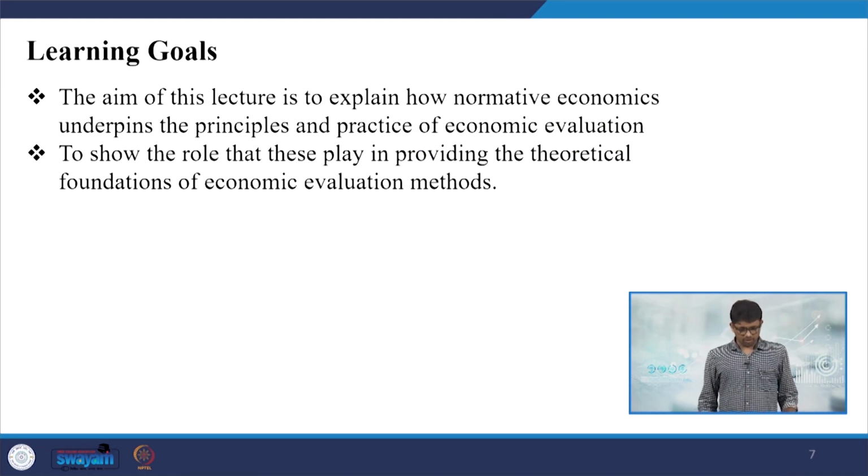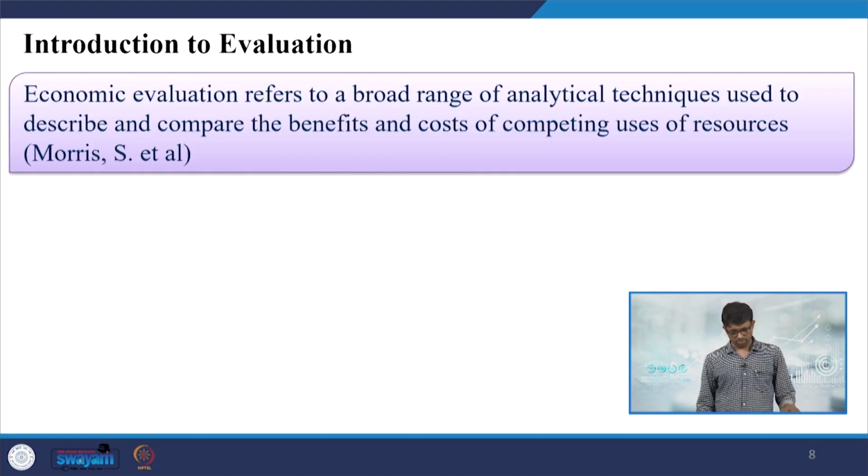So, given this backdrop, what are the objectives of this lecture? We will explain how normative economics underpins the principles and practice of economic evaluation, and show the role that these play in providing the theoretical foundations of economic evaluation methods. Let us introduce the evaluation. Economic evaluation refers to a broad range of analytical techniques that is used to describe and compare the benefits and costs of competing uses of resources, as mentioned in Morris et al.